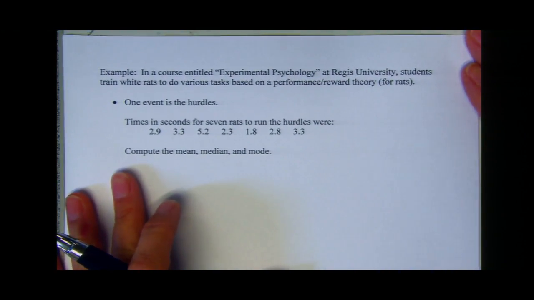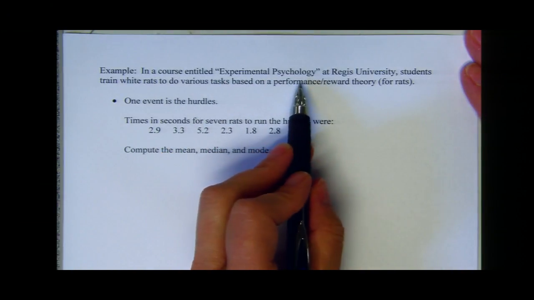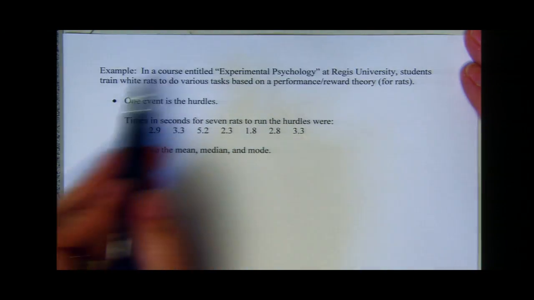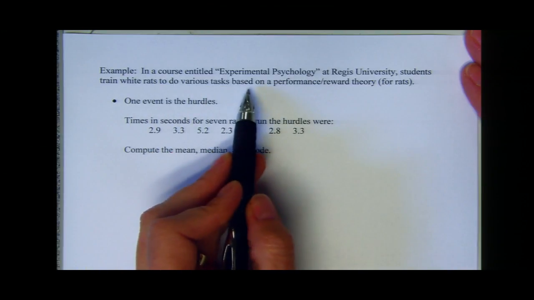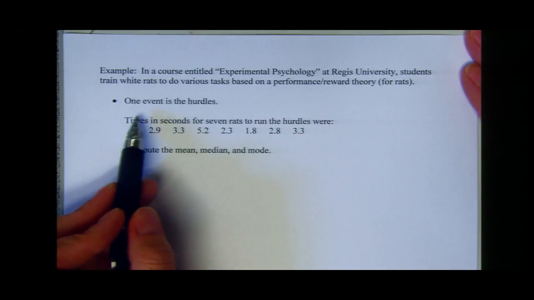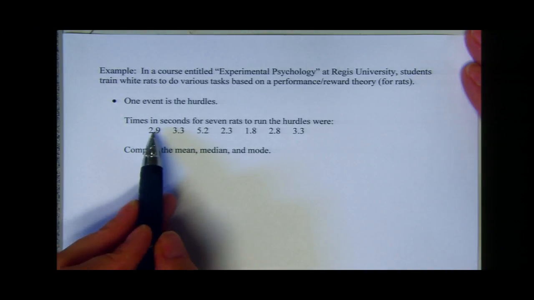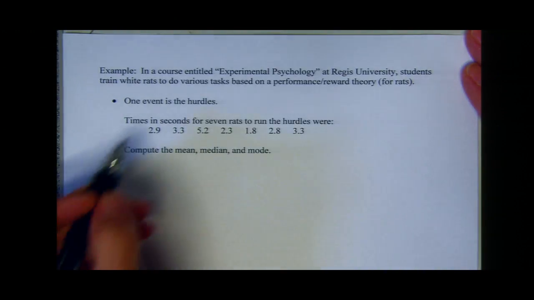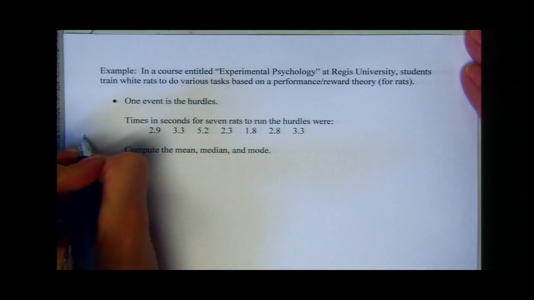All right, so this first example, it says, in a course entitled Experimental Psychology at Regis University, students train white rats to do various tasks based on a performance reward theory. So one event is the hurdles. All right, so we have these little rats jumping the hurdles, and this is how many seconds it took them. So we have 1, 2, 3, 4, 5, 6, 7. So I know n is equal to 7.